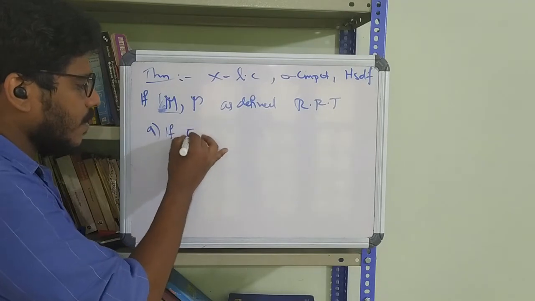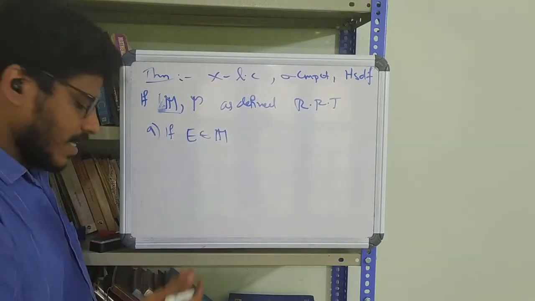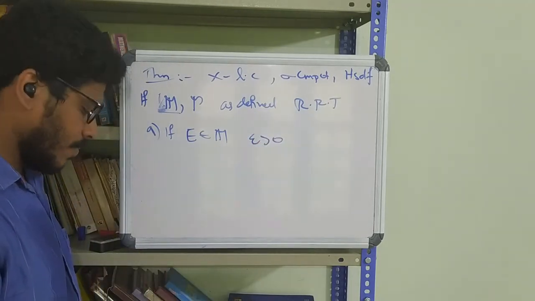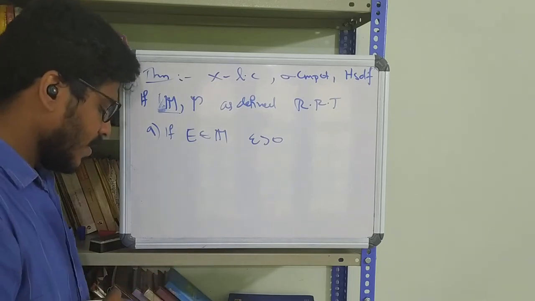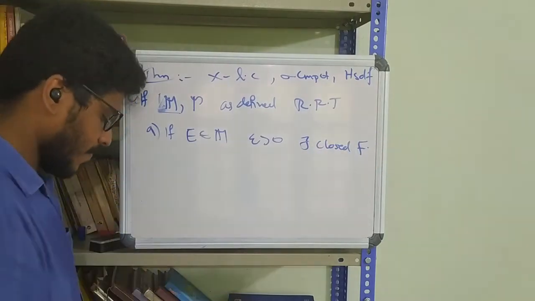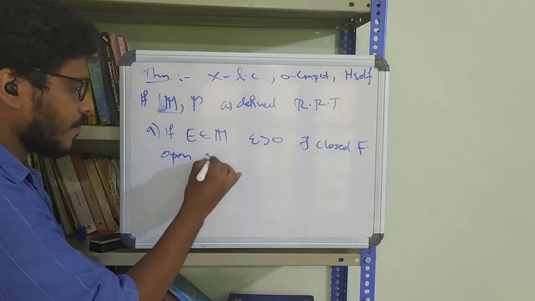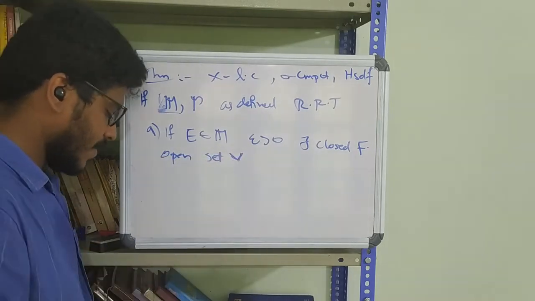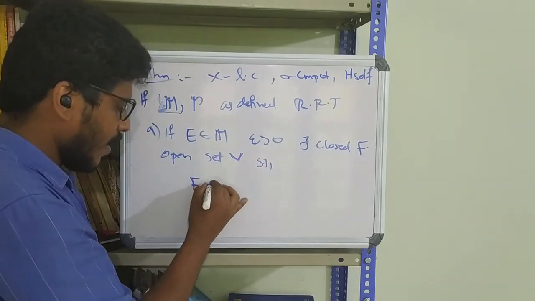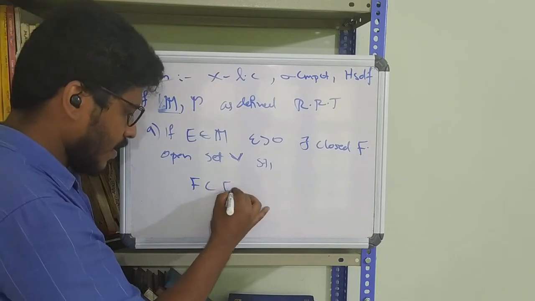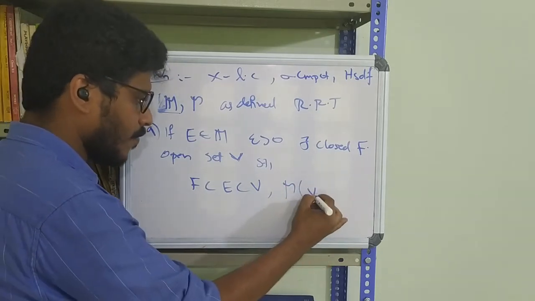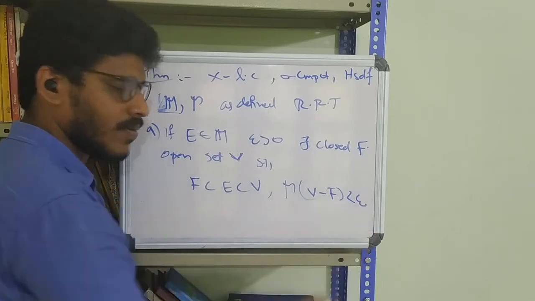A: if E is in the sigma algebra, or in other words, if E is a measurable set, and epsilon positive is any given number, however small it is, then there exists a closed set F and an open set V such that F is contained in E, which is contained in V, and the measure of V minus F is less than epsilon.